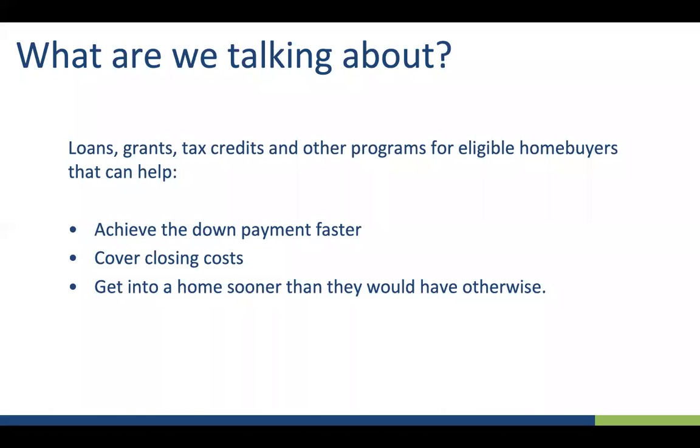Now, today, we are talking specifically about loans, grants, tax credits, and other homebuyer assistance programs that can do a couple of things in particular. Help achieve the down payment faster. We know that's the number one obstacle to home ownership. We see that in survey after survey, and we have for years. These programs can also help cover closing costs. We'll talk about that from the seller agent's perspective as well, and competing in bidding wars and so forth.